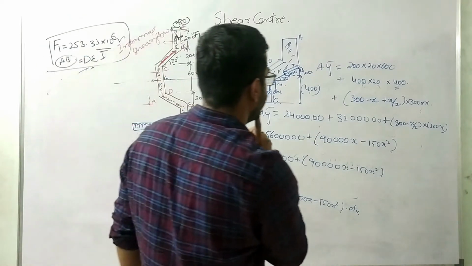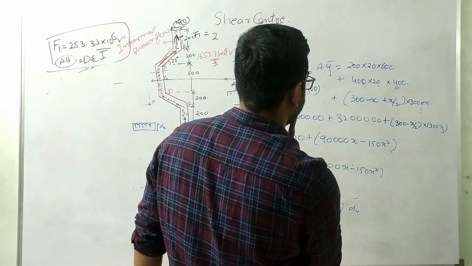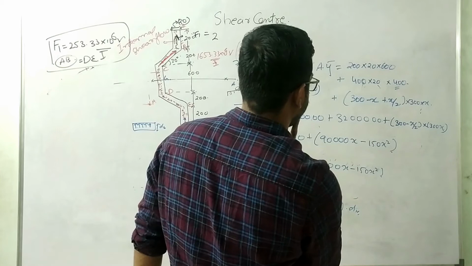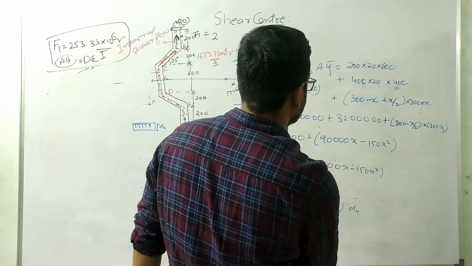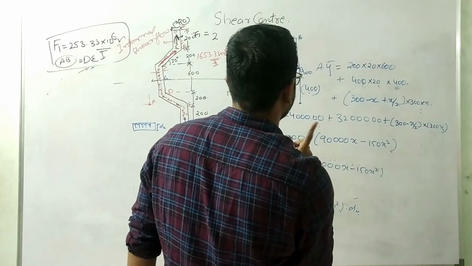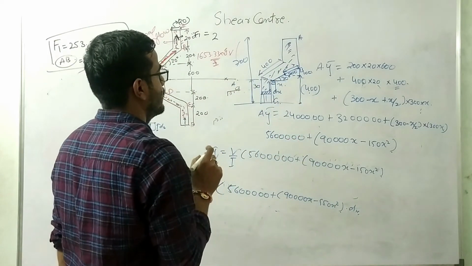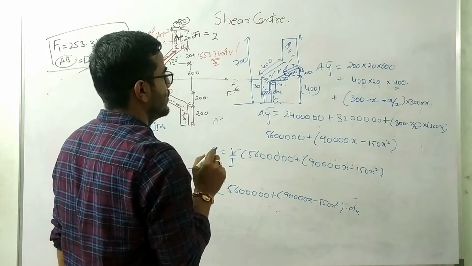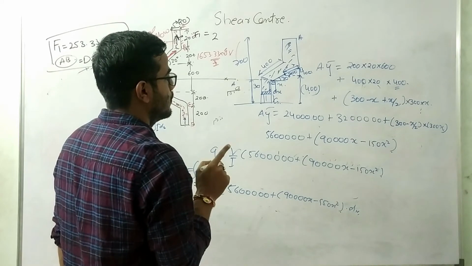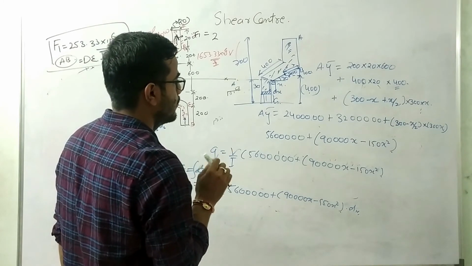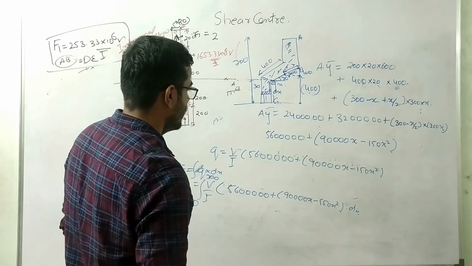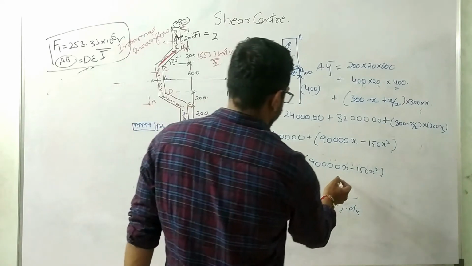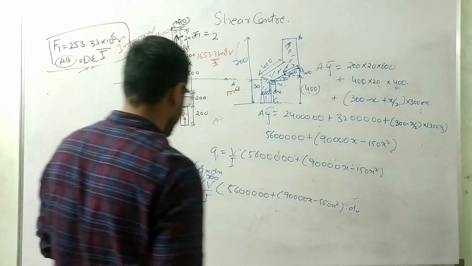This is 90,000. 300 minus of x, this plus x by 2, minus x by 2. And this is 50,000 x minus of 250 x square.